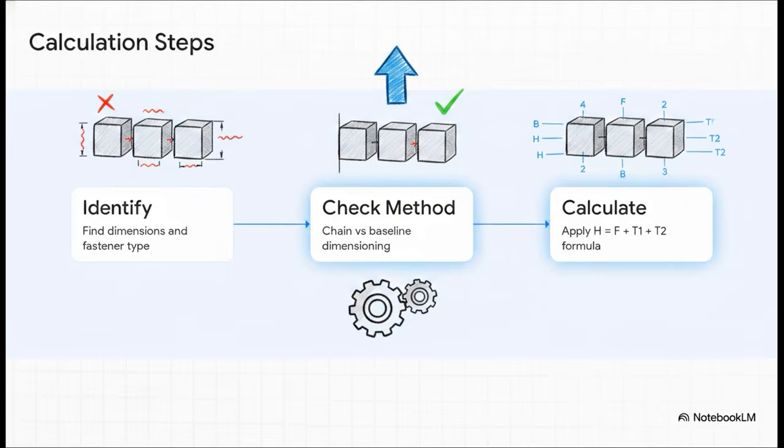So how do we actually apply this? Step 1, you identify your dimensions, feature control frames, and fastener type. But pay close attention to step 2. You absolutely must check if you're using chain dimensioning or baseline dimensioning. The standard warns that chain dimensioning causes the greatest tolerance accumulation, a total nightmare for stack-ups, whereas baseline dimensioning reduces it. By following these exact steps and calculating our H equals F plus T1 plus T2 formula, that 3-part assembly from our very first slide is now correctly toleranced. That glowing red gap is totally gone and everything fits perfectly.